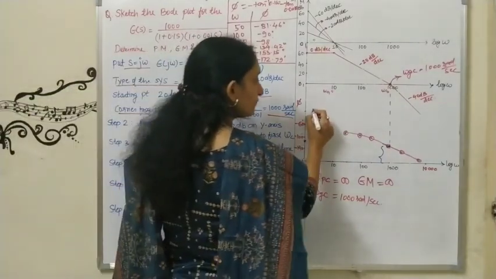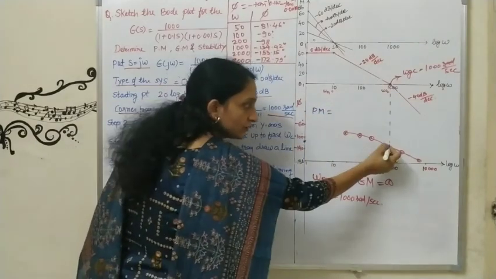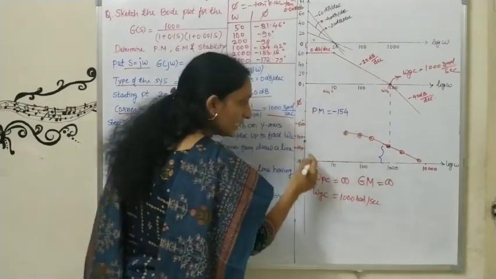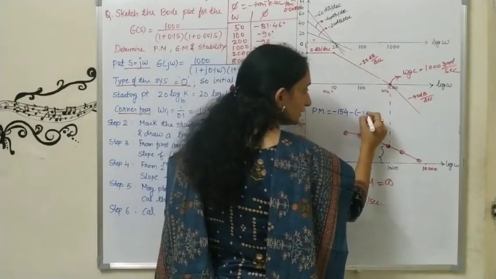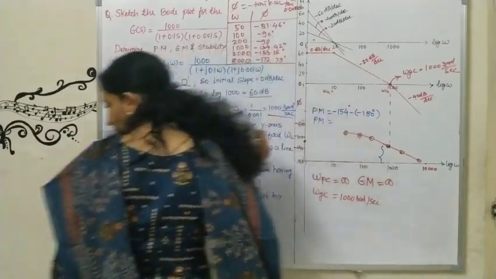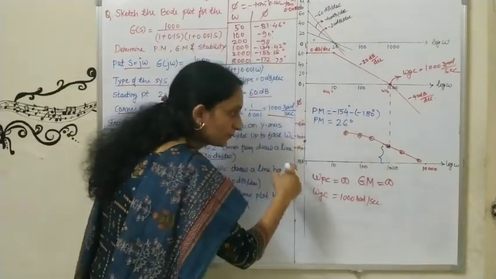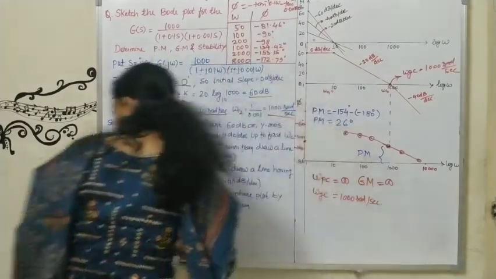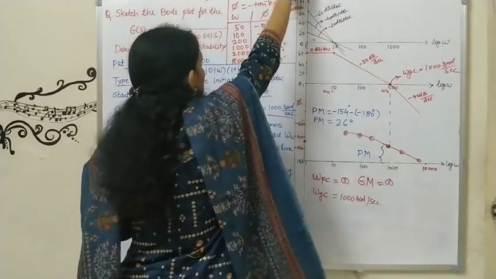For calculating phase margin, the point I have extended from here gives me minus 154 degrees, and I need to calculate the difference from minus 180. So minus 154 minus of minus 180, in degrees. So I am getting phase margin as 26 degrees. I hope you are getting it. This difference is nothing but the phase margin. So now I am writing here that phase margin is 26 degrees.